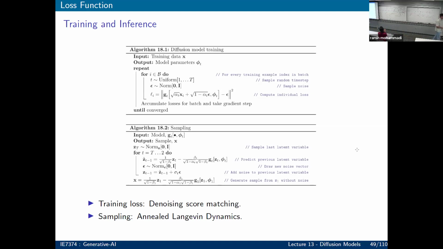So again, you train a model, you find all the parameters. Start with simple noise. Using Langevin dynamics, one step at a time, remove noise. This part is still sequential. You cannot jump ahead of time.